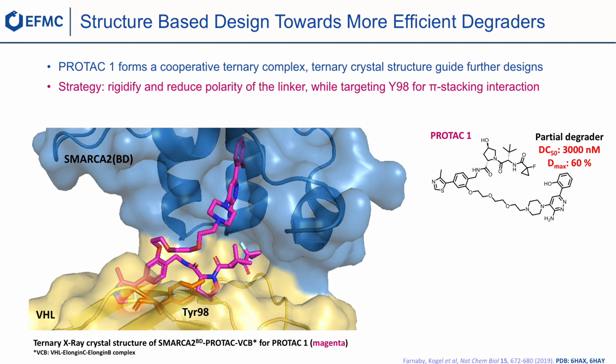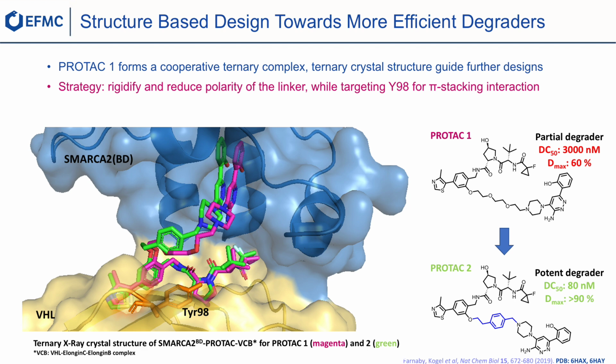With the ternary crystal structure of PROTAC 1 in hand, we assessed the ternary interface and determined we were able to target specific residues. In this case, tyrosine 98 of VHL was targeted, along with simultaneously rigidifying and reducing the polarity of the linker. With the introduction of a phenol into the linker, a further ternary crystal structure was gained, and showed a near identical ternary complex forming, with the desired tyrosine interaction.